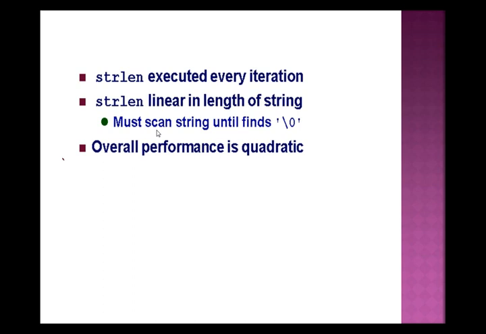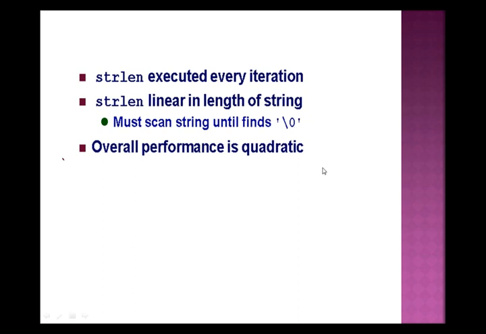Strlen is linear in the length of the string. That is, it counts the number of characters in the string, and it must scan the string until it finds the null zero. This is your null zero. Strings always end with the null character, and that is how the computer, or the loop, determines the end of the string. It is denoted by this one, the null character. That means it has reached the end of the string.